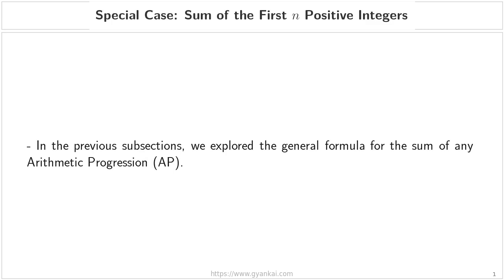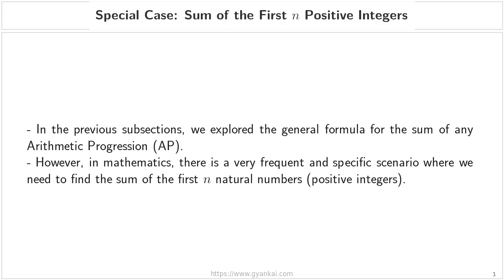Welcome back, everyone. In our previous lessons, we spent quite a bit of time exploring the general formula used to find the sum of any arithmetic progression, or AP. Now, while that general formula is incredibly powerful, today we are going to focus on a very special case. In mathematics, we very frequently encounter a specific scenario where we need to find the sum of the first n natural numbers, which are simply our positive integers.